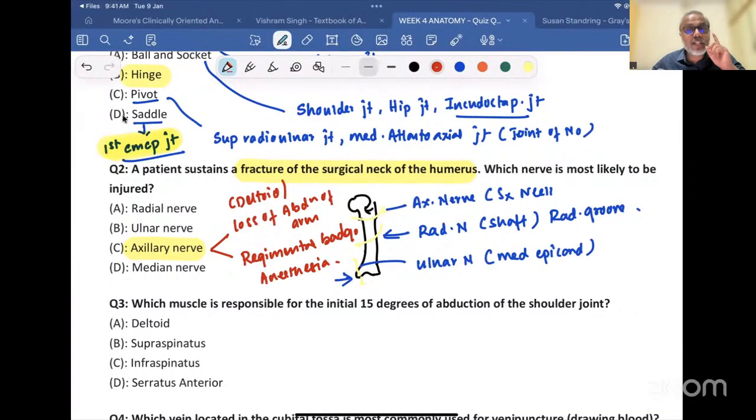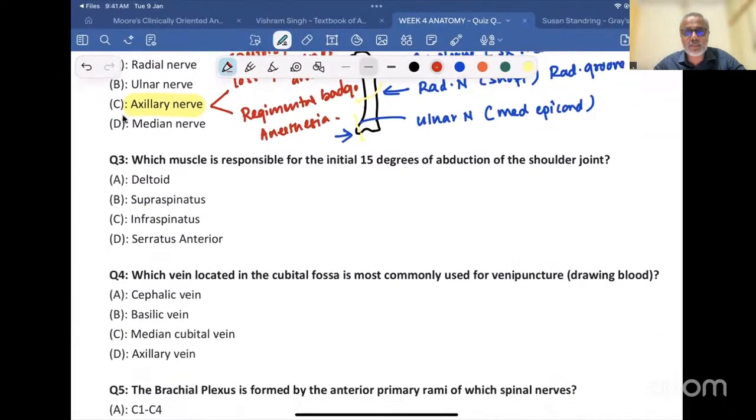So nerves related to humerus is a very important MCQ topic for your exams, as well as once you start writing your entrance exam, even then it becomes important. Okay, so this question was about nerves related to humerus. Right. Let's move on to the next question.